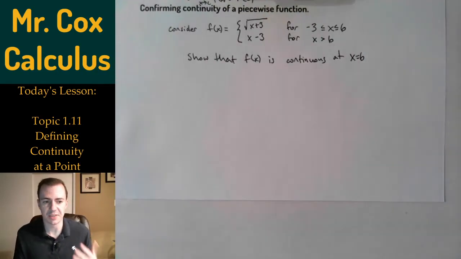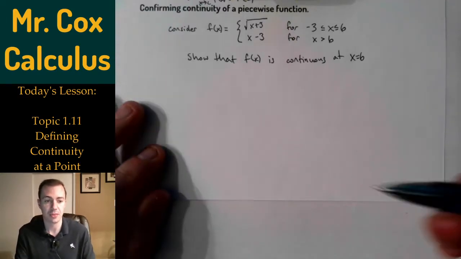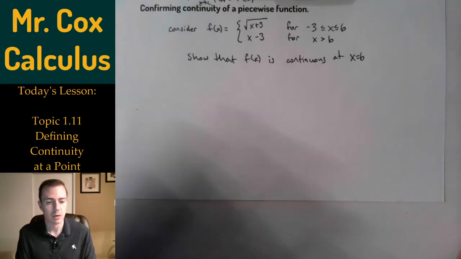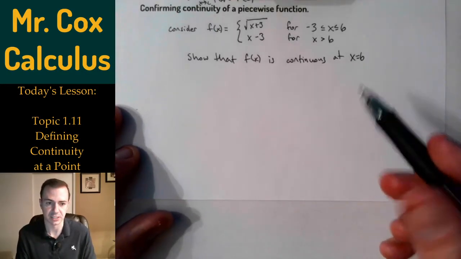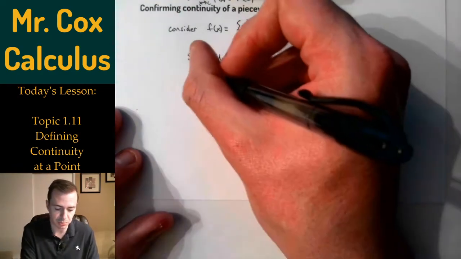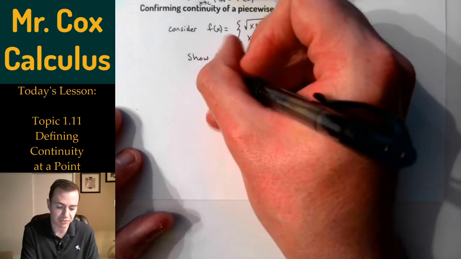And we talked in the previous video about the 3 bullet points that we need to establish. We need to show that the function exists at 6, we need to show that the limit exists at 6, and then we need to state that those two things are equal if they are, and those 3 criteria will allow us to say that f of x is continuous at x equals 6. So let's start with our first bullet point. We need to say what f of 6 is.